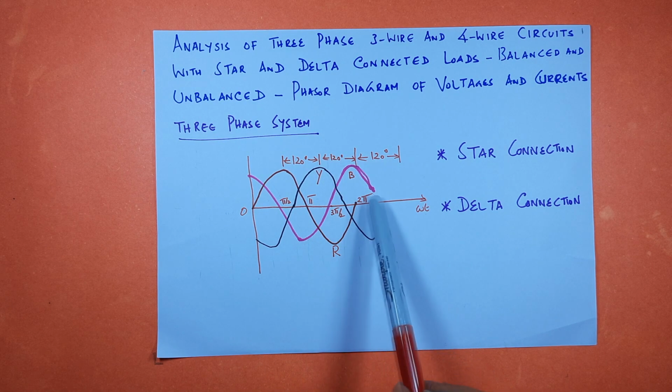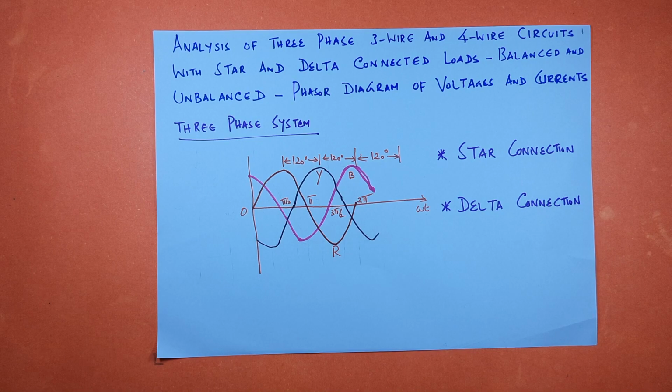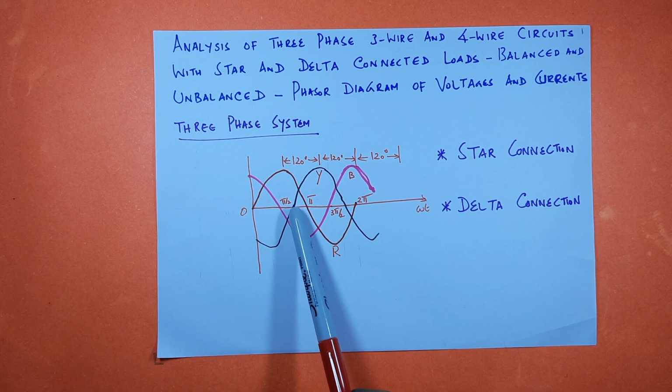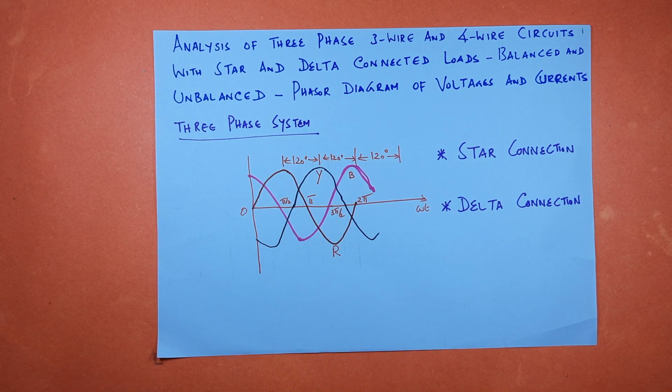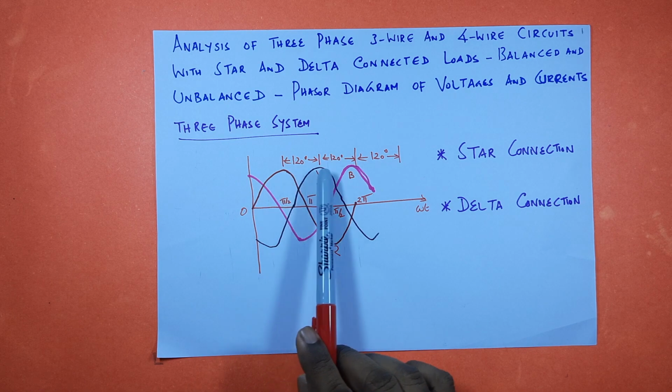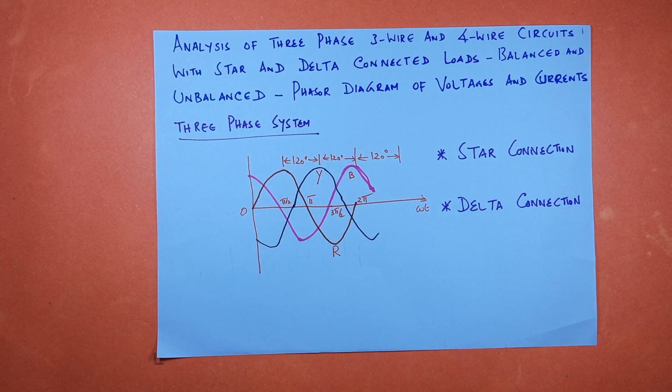Next, the third waveform is B phase. This is 120 plus 120, so after 240 degrees, this B phase starts. In other words, you have 120 degrees, 120 degrees, 120 degrees between these three phase waveforms. So this is your three-phase sinusoidal waveforms.